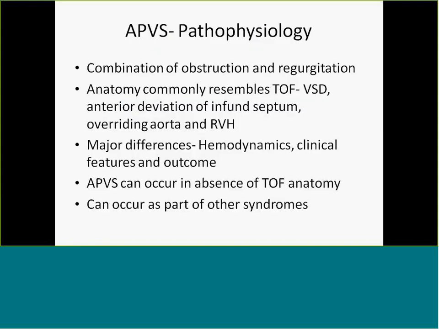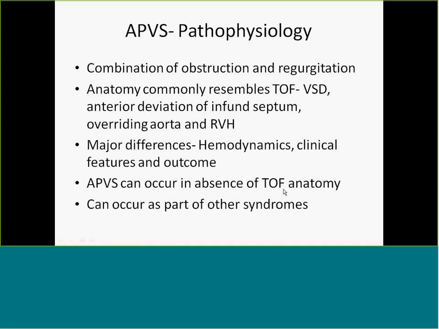The pathophysiology of absent pulmonary valve. As I said, it's a combination of obstruction at the valvular and annular level. This does not offer any resistance. The etiology of failure is the anterior deviation of the infundibular septum with overriding aorta and right ventricular hypertrophy. However, the hemodynamics are distinct. Predominantly a combined RV volume and pressure overload. The clinical features are quite distinct as we'll see in the subsequent slides, and the outcome is distinct.